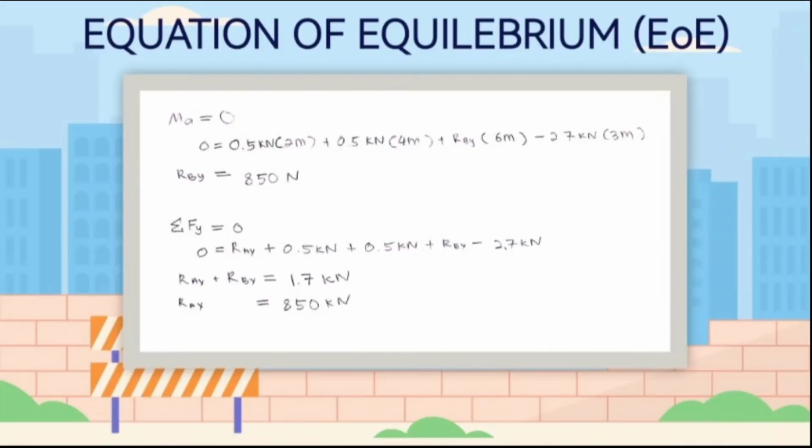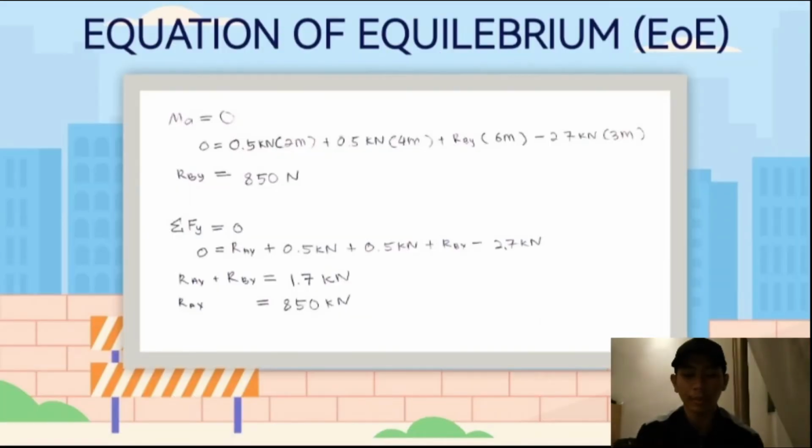For the equation of equilibrium, we must find the reaction force of the beam first. To find the reaction force, first we have to find the moment at joint A, to get the force Y at joint B. After getting the force Y at joint B, we can find the force Y at point A using summation of Y equal to 0.